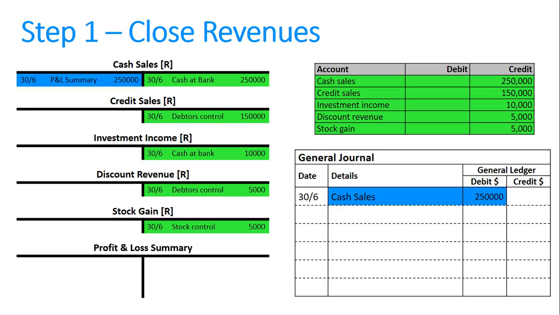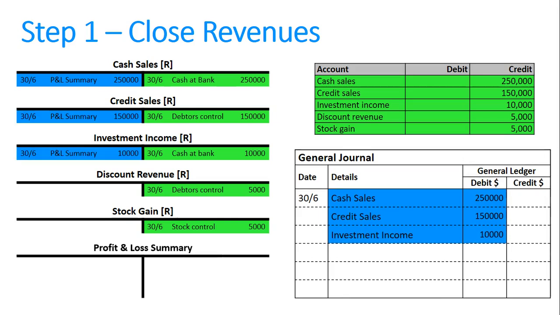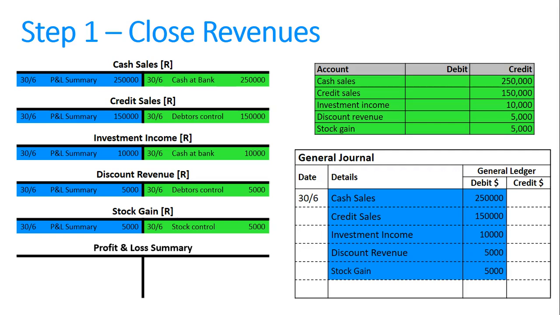So for example, cash sales, we need to do a debit of $250,000. Credit sales, we do a debit of $150,000. Investment income, a debit of $10,000. Discount revenue, a debit of 5. Stock gain, a debit of 5. And lastly, what we do is we post that all as one giant total to the profit and loss summary account, which if we add all those numbers up, we've got total revenues of $420,000.